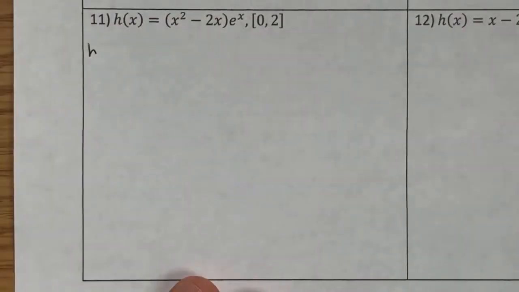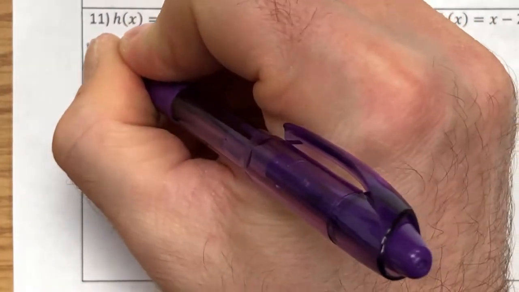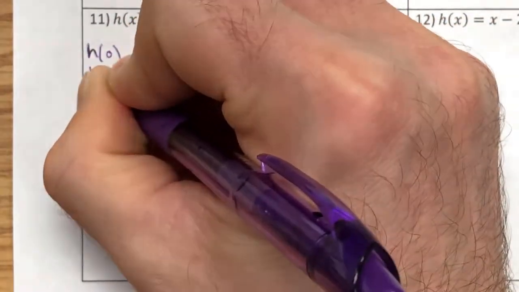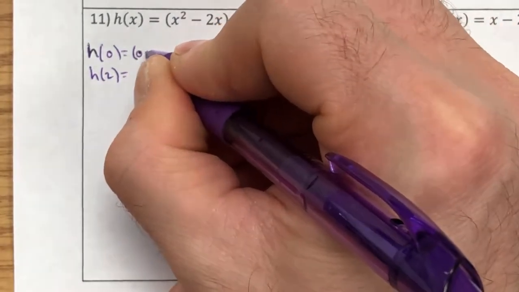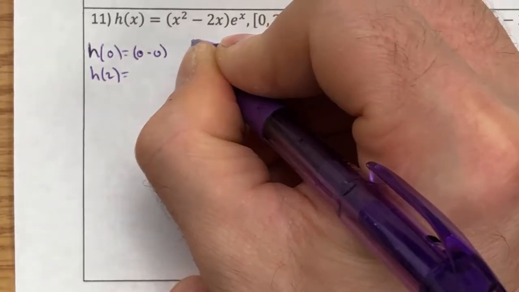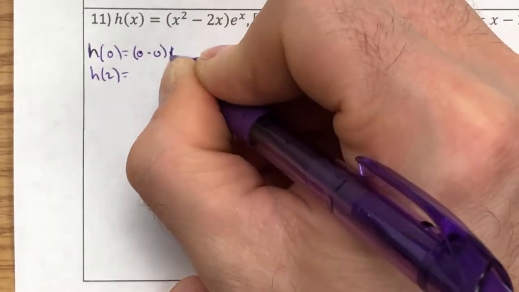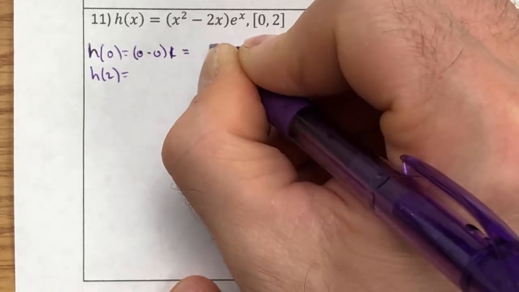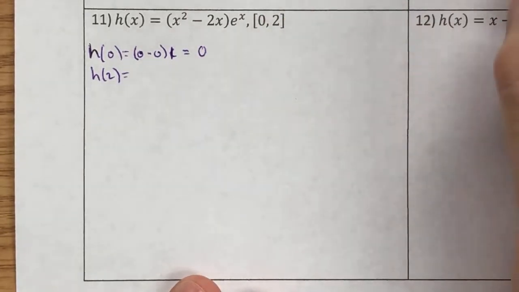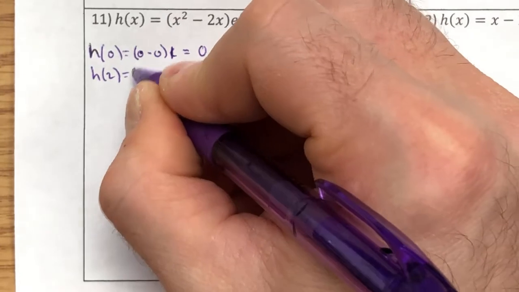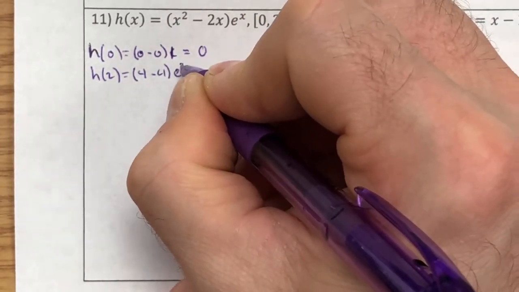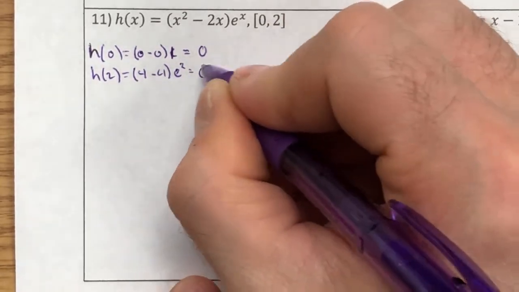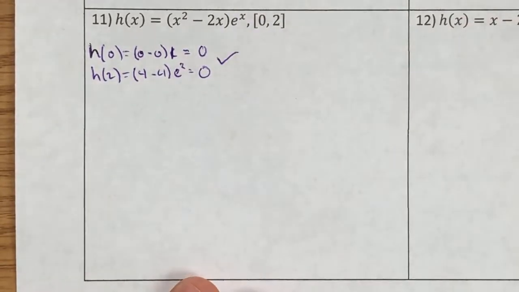Our first look is we're going to keep in the theme. So we're going to plug in h of 0, and we're going to plug in h of 2. So h of 0 is going to give us 0 squared minus 0 times e to the 0th, which is 1, sorry. 0 times 1 is going to be 0. When I plug in the 2, 2 squared is 4 minus 4 times e squared. Well, 4 minus 4 is 0. So that's going to net out 0. That checks out.